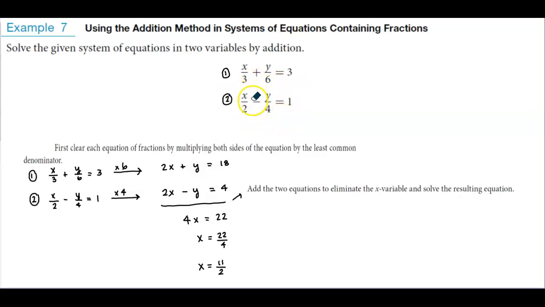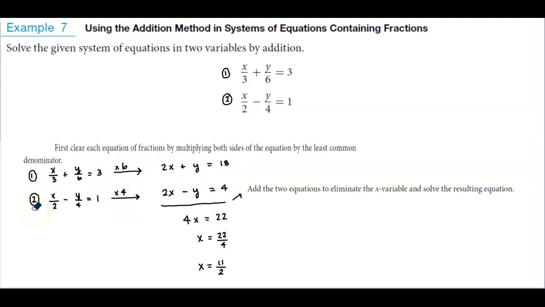So the best thing to do, just to make this easier on yourself, is to clear the fractions. In order to do that, we need to multiply each equation of fractions by the least common denominator. So for the first equation, the least common denominator is 6. 6 times x over 3 becomes 6 divided by 3, x, which becomes 2x. Plus 6 times y divided by 6 gives you 6 divided by 6, which is plus y. And then 6 times 3 is 18.